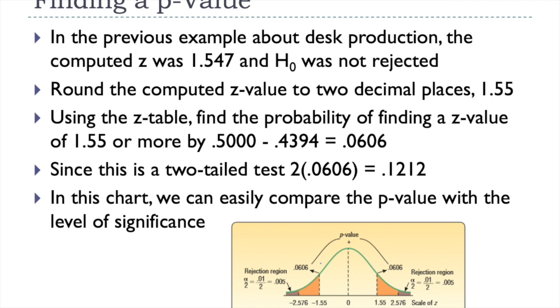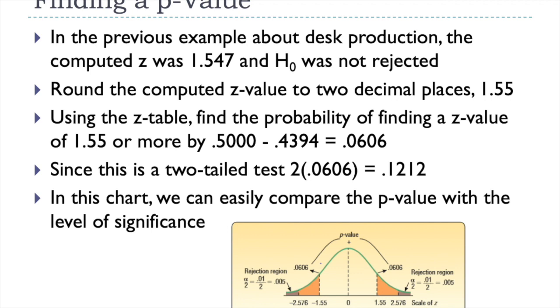So earlier we were talking about the desk production. We calculated that Z to be 1.547, and we did not reject the null hypothesis. So let's just round that Z value to 2 decimal places, 1.55. Using your Z table, find the probability of finding a Z of 1.55, and you would get an area of 0.4394 from your Z chart.